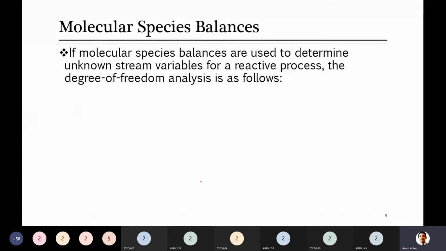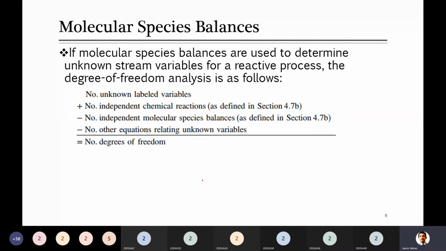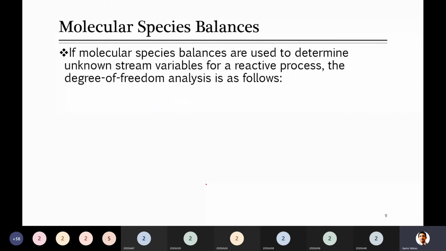The thing where I want to reach is the last part, that's the degree of freedom analysis for all these three systems. Those three systems are molecular species balance, atomic species balance, and extent balance. Whenever you write the degree of freedom analysis for non-reacting systems, can you tell me what your equation was?